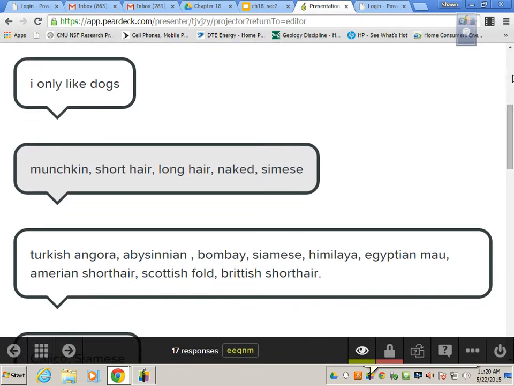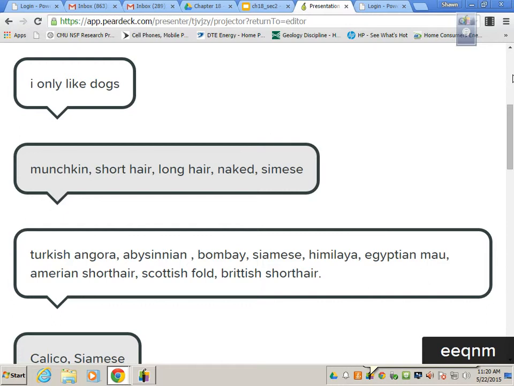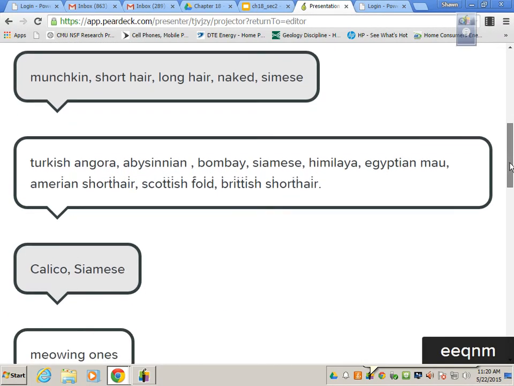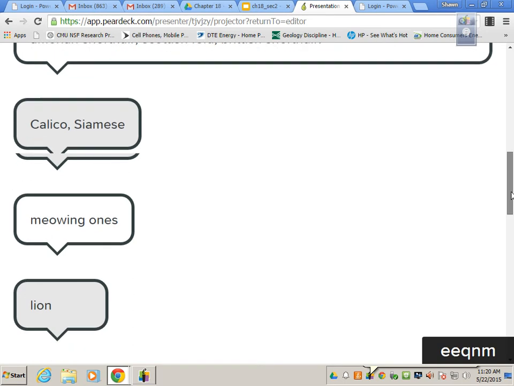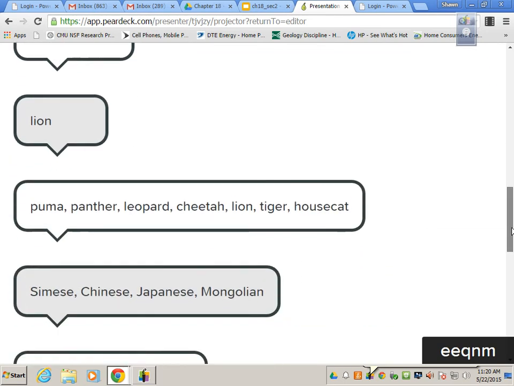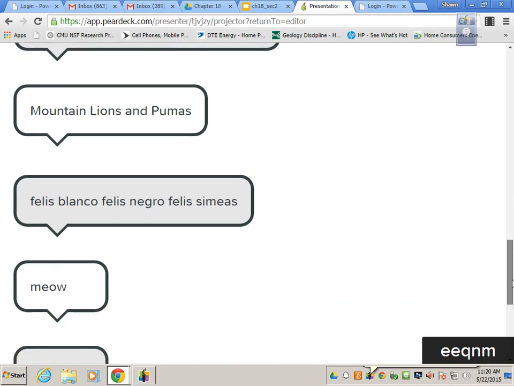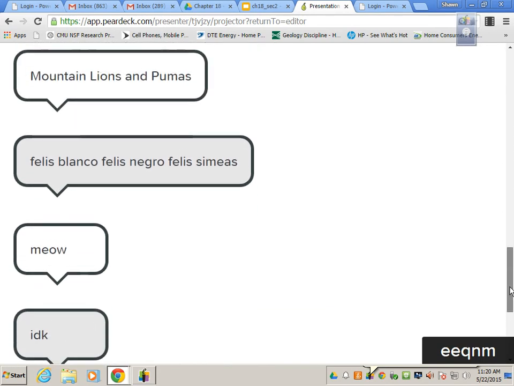Siamese, Munchkin, short hair, Turkish Angora, Bombay, Himalayan, Egyptian Mau, American shorthair, Scottish, British shorthair, Russian blue. Is that you? Okay. You forgot polydactyl, calico. Bombay. What's up, Bombay? Siamese, Chinese, Japanese, Mongolian. Mountain lions.